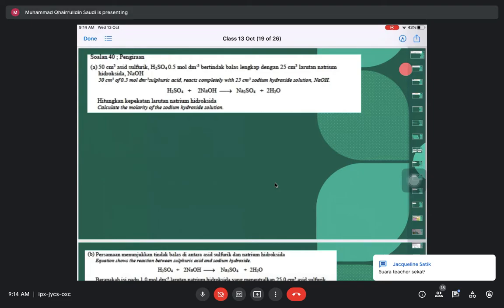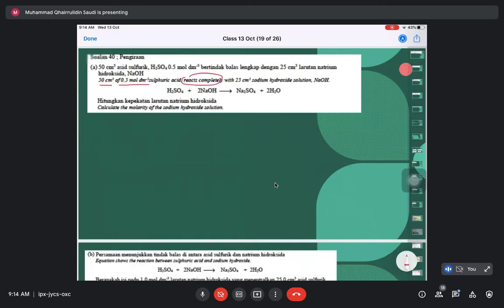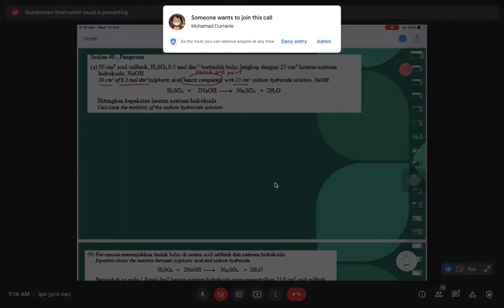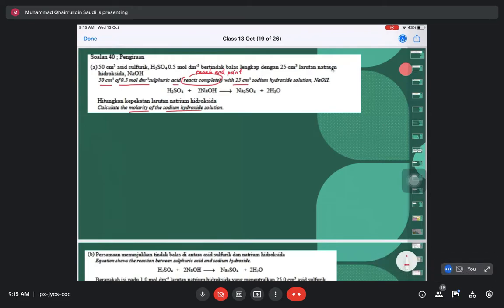So A, 50 centimeter cube of 0.5 mole per dm cube sulfuric acid react completely, meaning they have reached endpoint, okay, with 25 centimeter cube of sodium hydroxide solution. Calculate the molarity of sodium hydroxide solution. Okay, so this is acid, the volume of acid, molarity of acid. This is our volume of base or alkali, and the question wants the molarity of base. This is our A and this is our B.